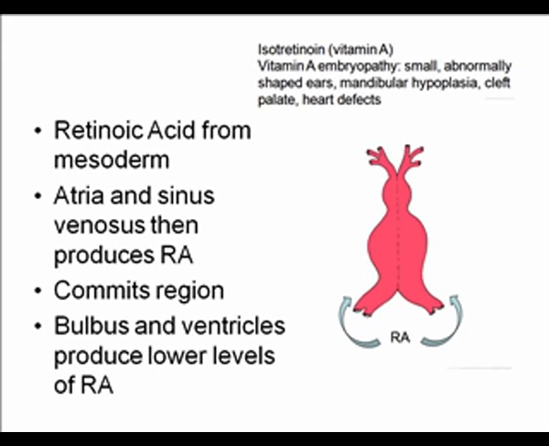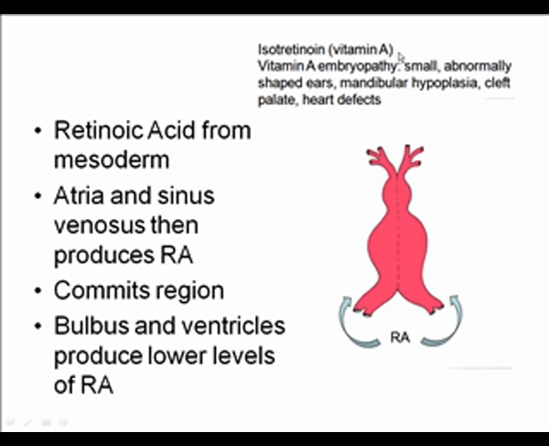In addition, retinoic acid is important. It comes from the mesoderm, and then the atria and the sinus venosus will produce retinoic acid. And what we see is that the higher levels of retinoic acid are down at the inflow area, with lower levels in the outflow region.